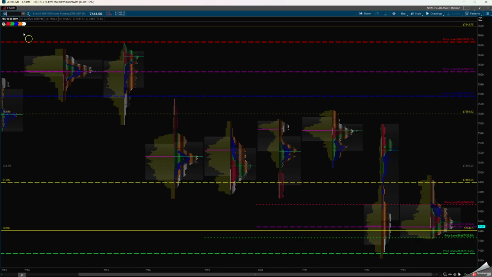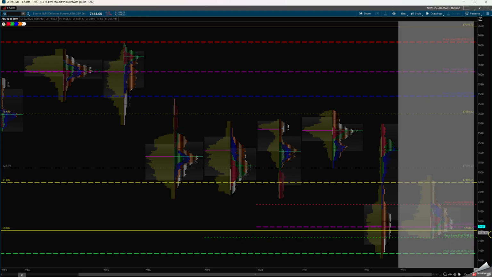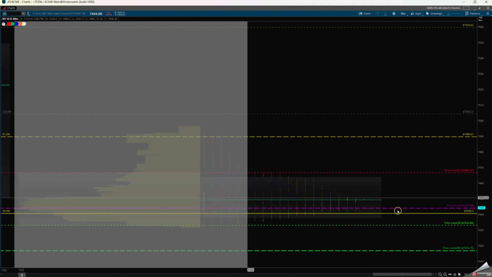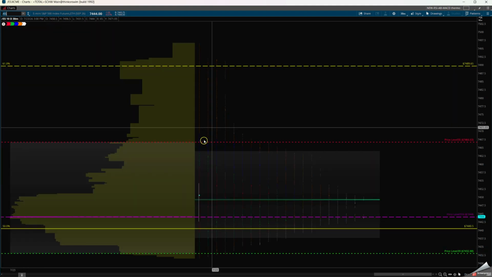I don't trade the micro. You can see where my virgin control point is from the prior week, and these ones were overlapping, so it moved down here. And this is the Friday's closing candle on the volume profile. If I zoom it in, you can see where my value high is, my value low is, and my point of control. I want to emphasize this.